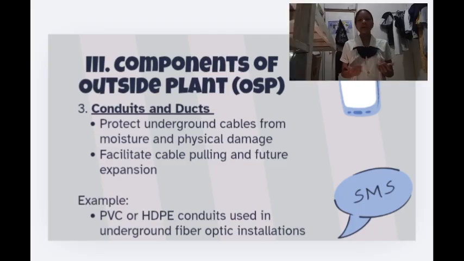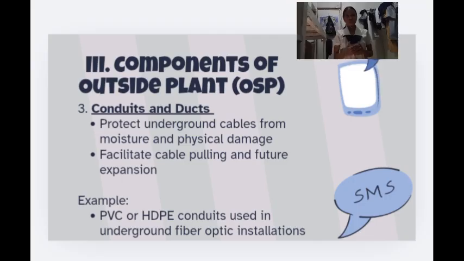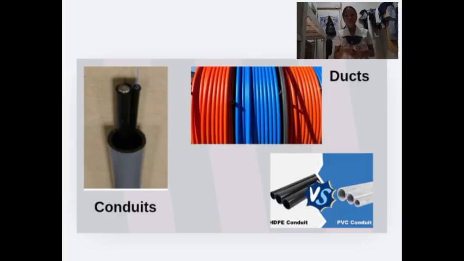Conduits and ducts are pipes placed underground. They protect cables from water and damage. They also make it easier to add new cables in the future. Conduits and ducts make the underground network more durable, safe, and easier to maintain. So without them, cables can easily break, causing service interruptions. So example of this is PVC pipes are used to protect underground fiber optic cables.